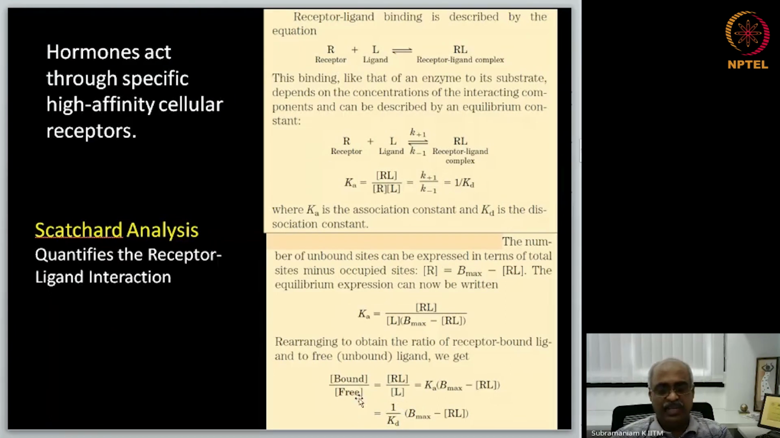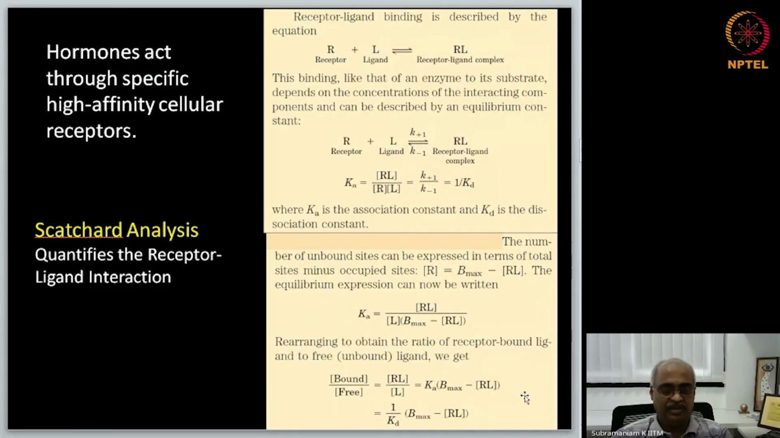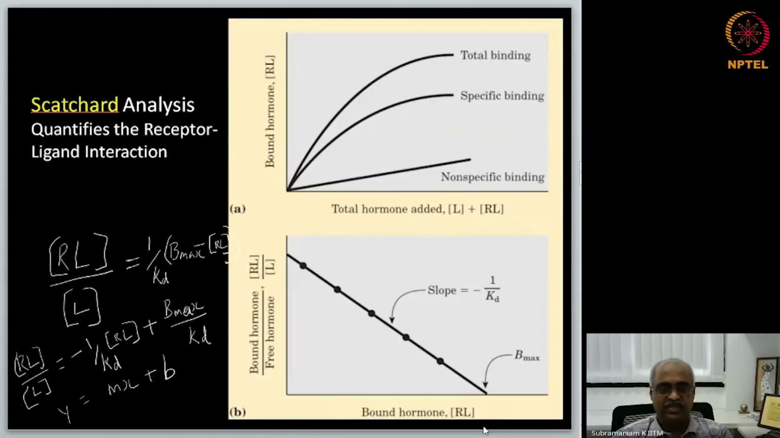ligand, like bound and free ligand, it will rearrange into this: Ka times Bmax minus RL. In other words, Ka you can substitute as 1 by Kd and you can have this equation. For plotting a straight line, a slope-intercept kind of equation like y equals mx plus b, you can rearrange this by multiplying, and it will rearrange into bound by free ligand equals minus 1 by Kd times bound ligand plus total binding by the Kd.